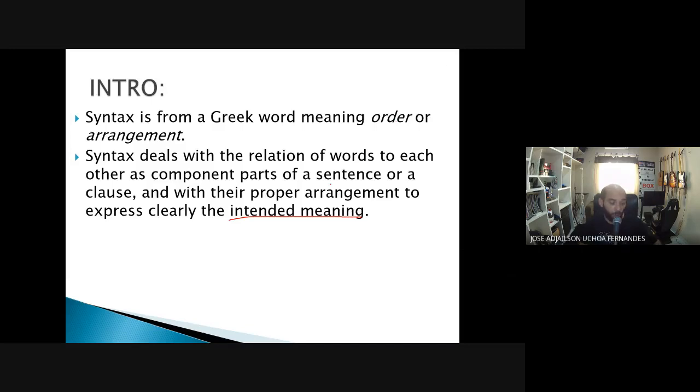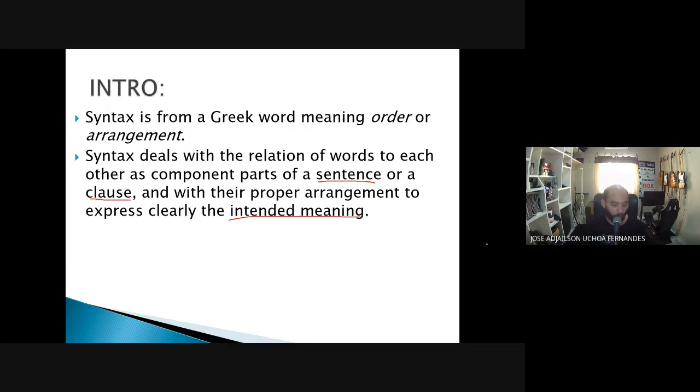In morphology, we talked about morphemes, remember? We talked about stems, we talked about parts of the word. Now, in syntax, we are dealing with the word as one of the minimal units that will form both sentence and clause.